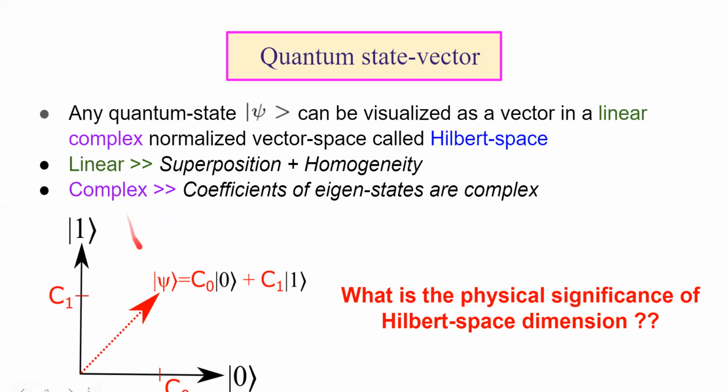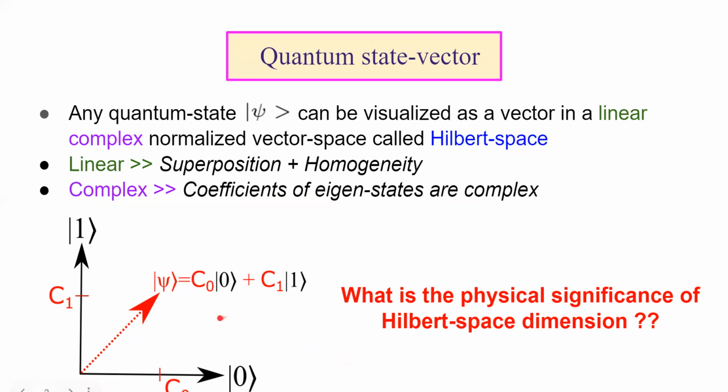So let us understand this using this two-dimensional vector space, which is a complex vector space. Now, there are two basis states of this vector space, ket0 and ket1. And any quantum state ket psi is a linear superposition of the basis states 0 and 1. The C0 and C1 are the weighted coefficients, which are basically complex in nature. And since these coefficients are complex in nature, this Hilbert space is a complex vector space. Right?